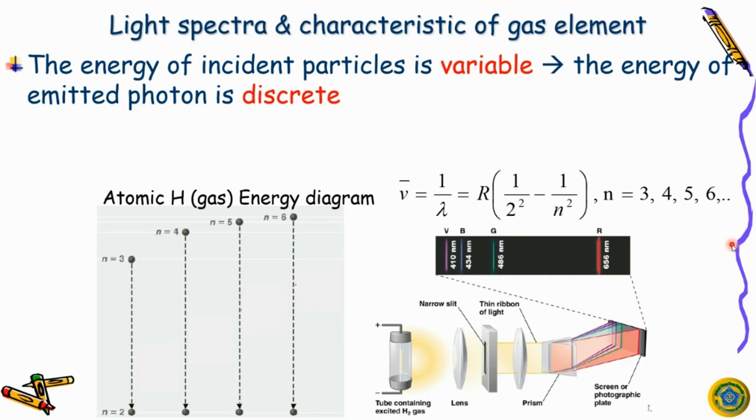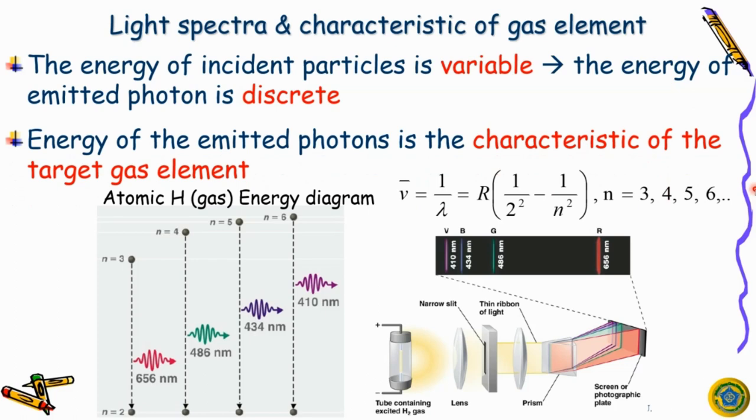And we realized in the very near future, they realized this: from N equals 3 to 2, we got the red line. From N equals 4 to 2, we got the green line. From 5 to 2, we got blue light. 6 to 2, we got purple light. According to this number, according to this equation, for the gas discharge tube of hydrogen, the energy of the emitted photon is characteristic of the target gas element, like this. So at that time, we had basic knowledge of quantum mechanics on this.